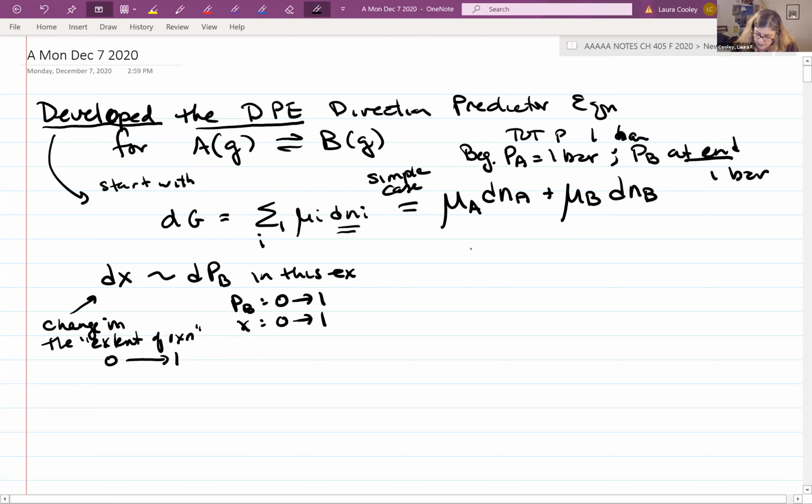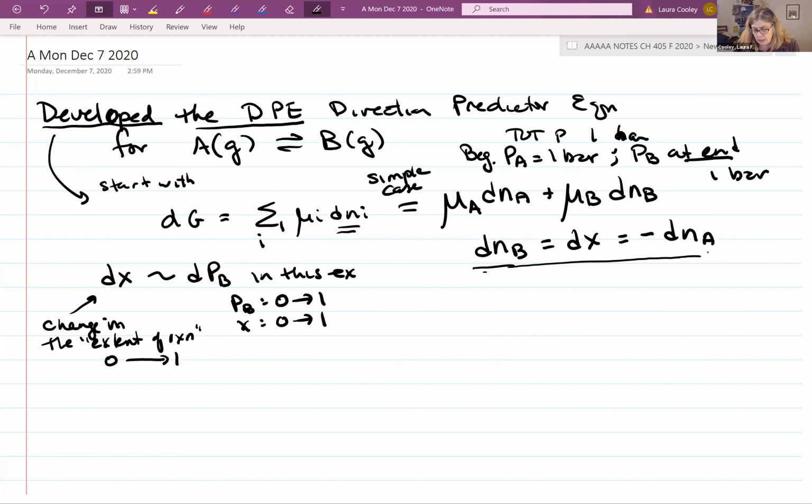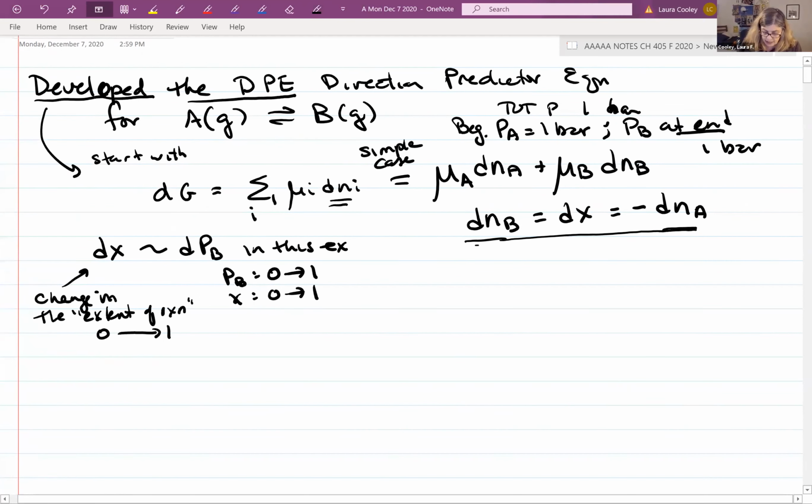So the change in moles of B equals dx, which is the negative of the change in moles of A. So you can always express the change in moles of all the reactants and the products in terms of this extent of reaction parameter by just putting a negative sign in front if it's a reactant, and also dividing by the stoichiometric coefficient, which in this case, they're all 1, so we don't have to bother with that.